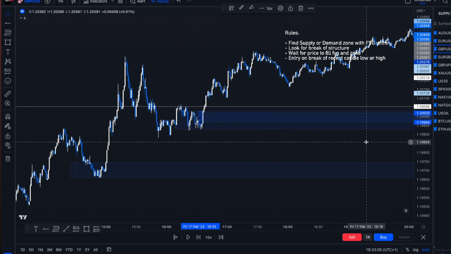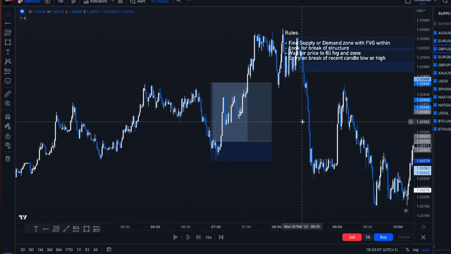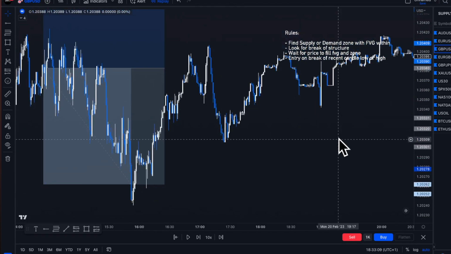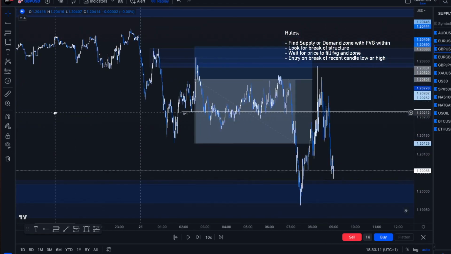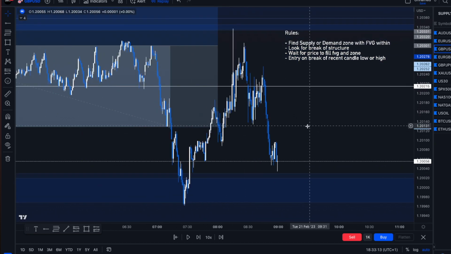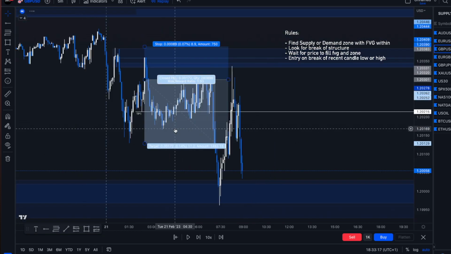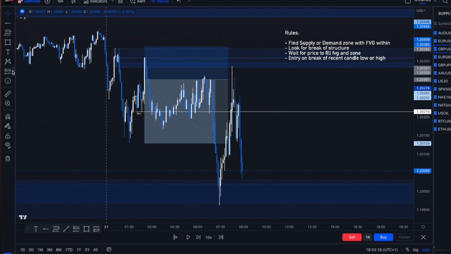Let's see if price did fill the whole zone, because I only like to take trades if it fills the whole zone. If it just goes halfway through, that's not for me. Yeah, look at that. Filled the whole zone. Price pushed up. We go to the 5 minute chart. We took out that fair value gap.